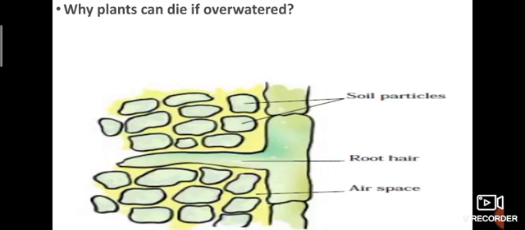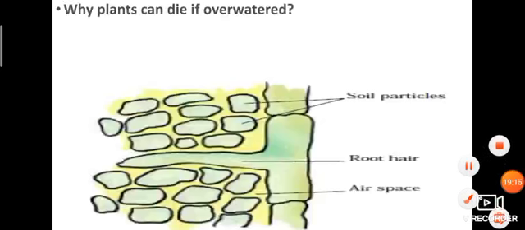Okay, dears, why can plants die if overwatered? If you pour more water, what will happen? It's going to die. Why? We know that roots get oxygen from the soil. Just now we saw that plants take carbon dioxide and release oxygen, and the roots take oxygen and release carbon dioxide. Am I right? Yes.